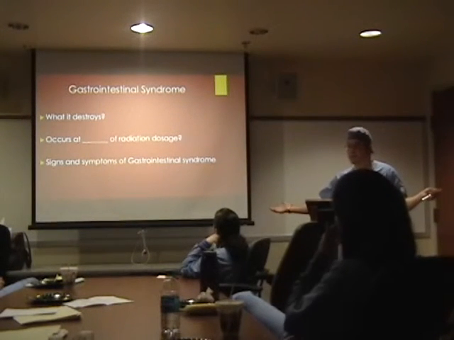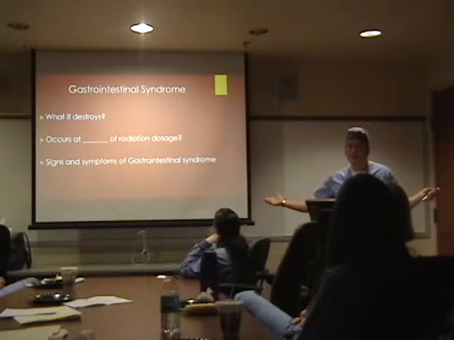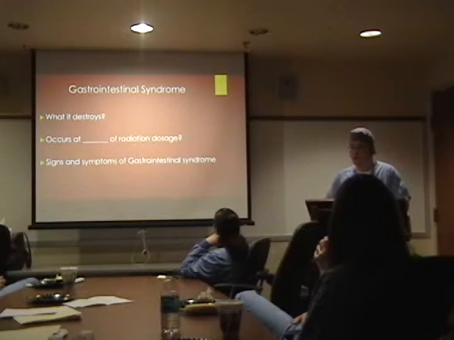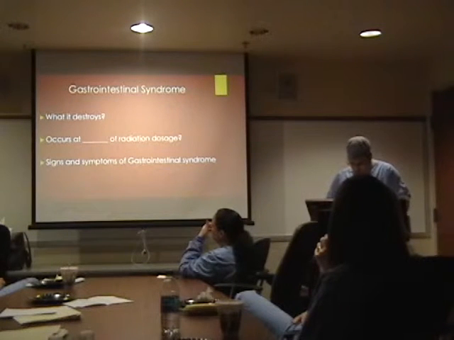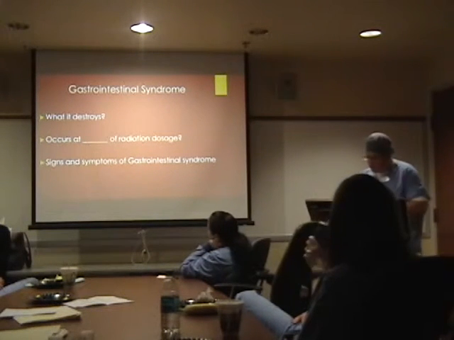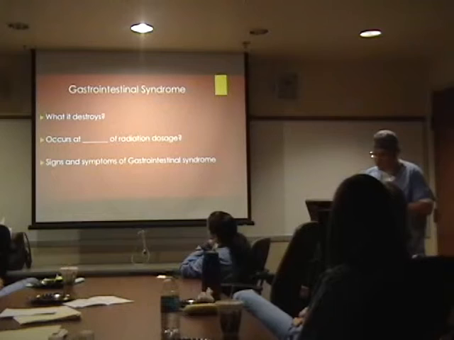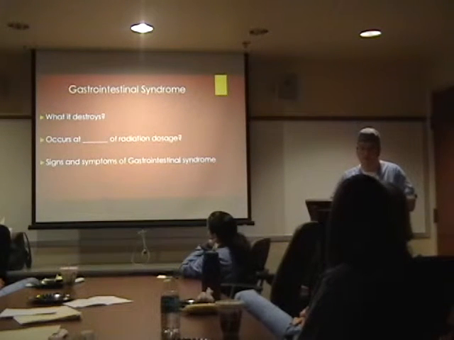And our cells, we're all full of cells, and our cells need nutrients in order to live and survive. So if it destroys the lining of your intestines, you can't absorb any nutrients. This occurs at about 1,000 to 5,000 rads. Some of the signs and symptoms are vomiting, diarrhea, loss of appetite, and then death within about 4 to 10 days.